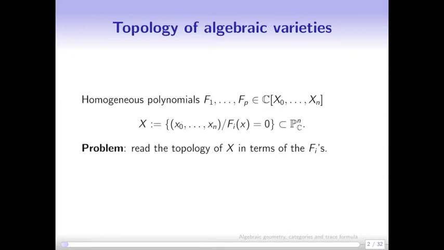It's a very simple question. You give yourself a finite number of homogeneous polynomials, F1 to Fp, say with complex coefficients, and you look at the subset in projective space where these polynomials vanish. The general problem is you want to say something about the topology of this X inside projective space, and you would like a way to read the topology out of the equations.